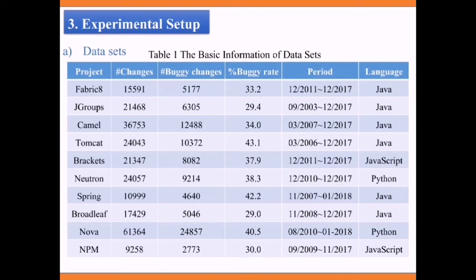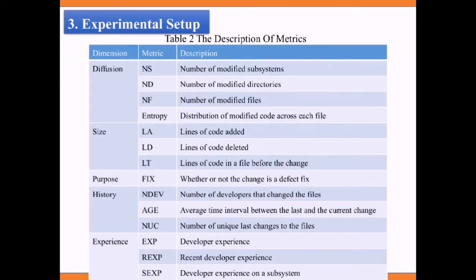Each instance in the dataset contains 14 metrics, which can be effectively used to build the JIT-SDP model. Table 2 describes the names and definitions of the 14 metrics. These metrics can be divided into 5 dimensions, including diffusion, size, purpose, history, and experience.